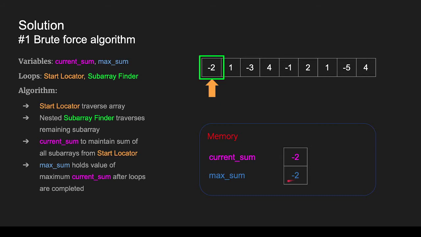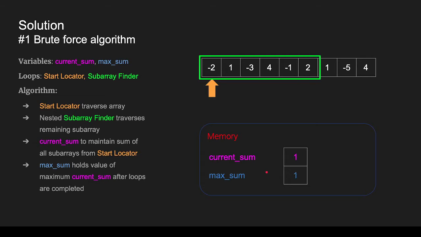On each step, both variables current sum and max sum keep getting updated depending on the value of the element. In the second step, for example, the current sum becomes -1, which is -2 plus 1. And as -1 is greater than -2, which is the previous value of max sum, max sum gets updated to -1. In the third step, the new element is -3, and the current sum goes down to -4. And as -4 is less than -1, max sum doesn't get updated.